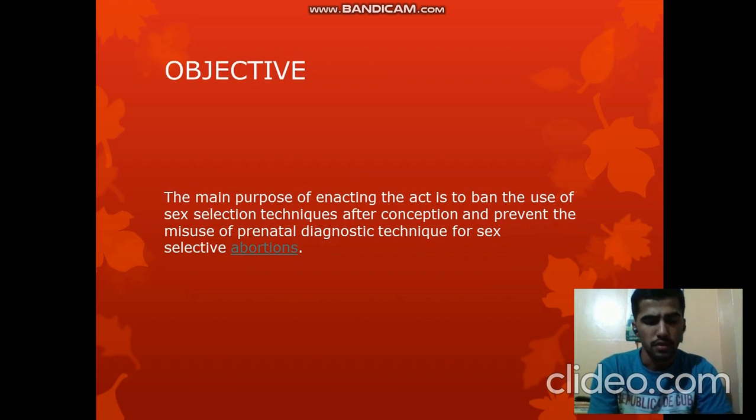The objective of this PCPNDT Act, the main purpose of enacting the Act, is to ban the use of sex selection techniques after conception and prevent the misuse of prenatal diagnostic tests for sex-selective abortions. So this is what I was talking about: the ultrasound techniques which are used to predetermine the sex of the growing child, which used to lead to abortions, and these abortions also caused a poor sex ratio.